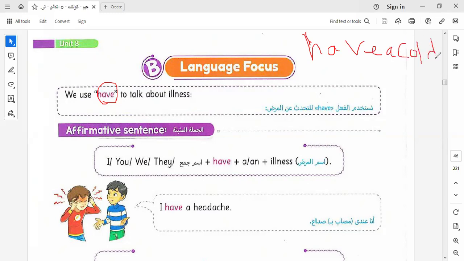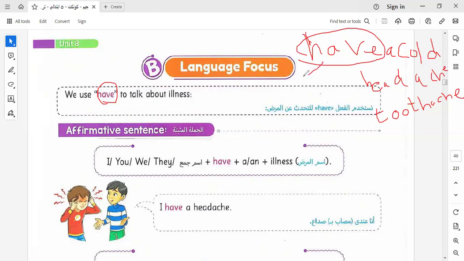Or "have a headache" or "have a toothache". All this we use with what? With illnesses. So we use "have" with illnesses. This is the rule that must be known.